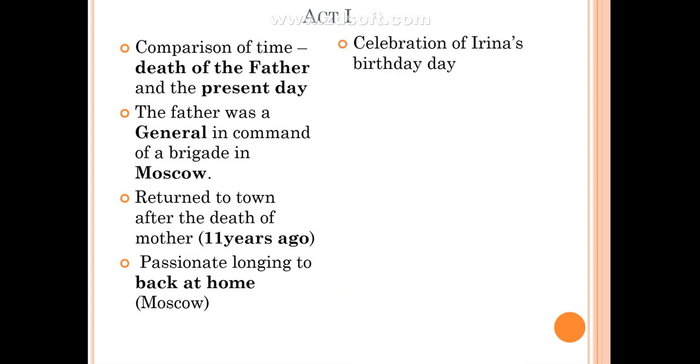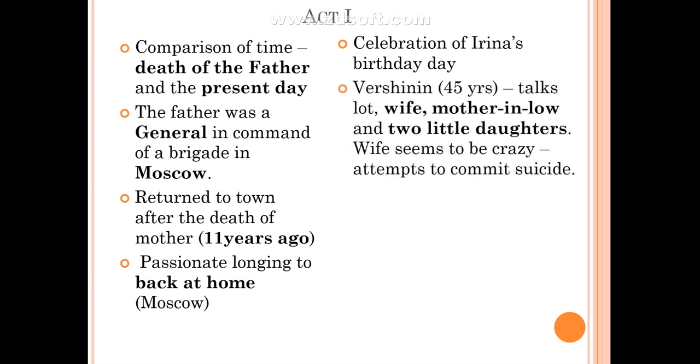So it is a celebration of Irina's birthday. And for that birthday, so many people come. Among these people, there is one person whose name was Vershinin. Vershinin is an army man. He was staying in Moscow, and now he got a transfer and comes to that provincial town.